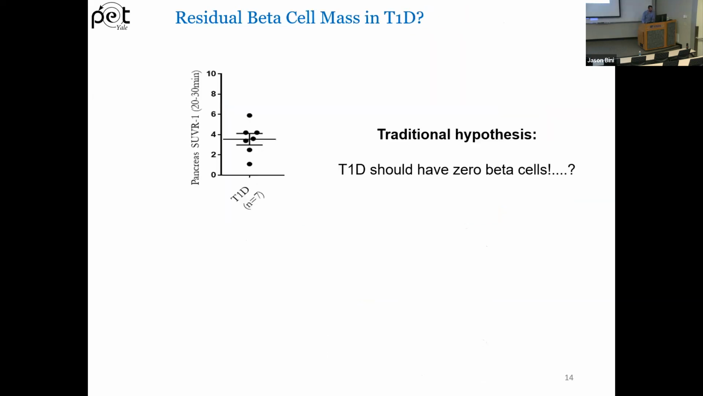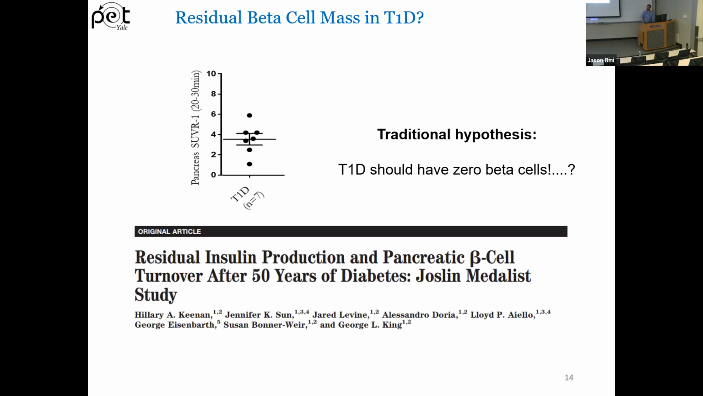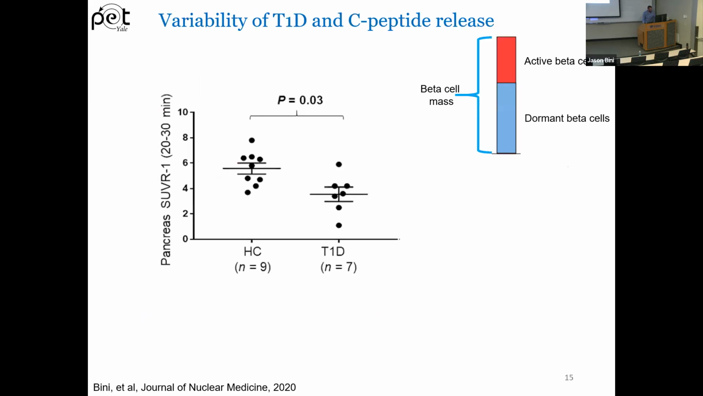But the interesting thing for us is there's sort of this shifting of the field in the last 20 years or so, that everyone said nobody in type 1 diabetes has any beta cells. But then with the Joslin cohort, there started to be some evidence of people living in their 70s and 80s that still had some residual beta cells at autopsy. And so that kind of fueled our active versus dormant beta cell theory.